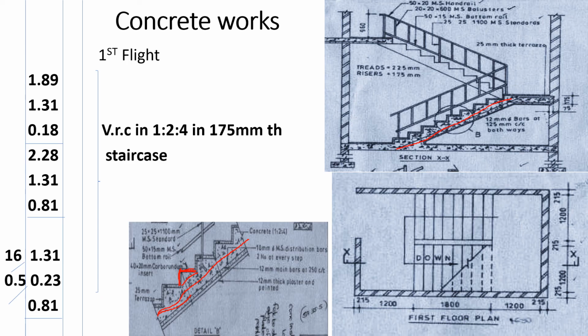VRC in 1 is to 2 is to 4 in 175 millimeters thick staircase. So guys, that is how you do the formwork and the concrete. In our next video, I'm going to do the reinforcement, and then the balustrades, and then the finishes. So 3 items, and then we wind up on this staircase.